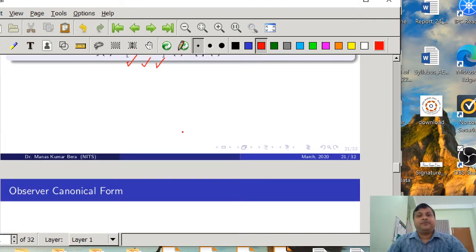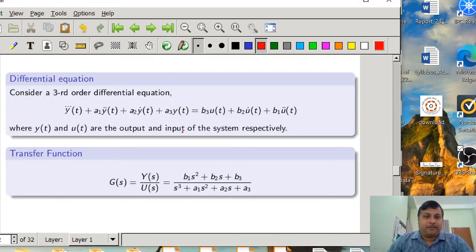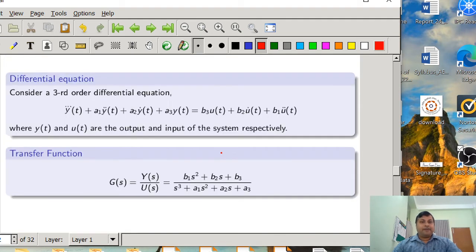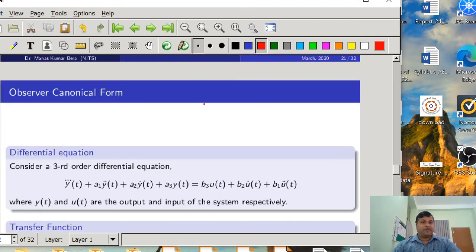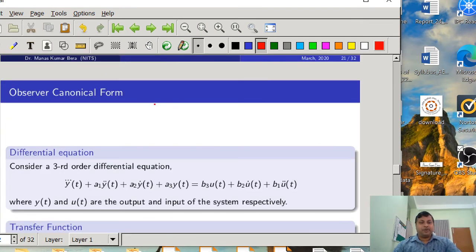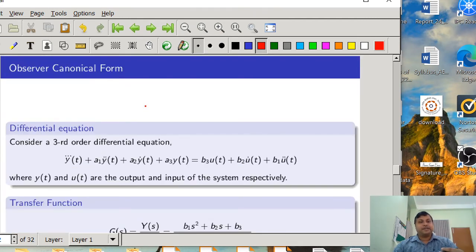So now next we are going to discuss the observer canonical form. Again we have taken a third order differential equation which involves derivatives of inputs. The same differential equation can be represented using the transfer function G(s) like this. Now we have to represent this in observer canonical form. So the same system we want to represent in a standard form, that is the observer canonical form. For this, to represent the system in this particular form, we have to assume the state variables in a particular way. Only then can we have the observer canonical form.